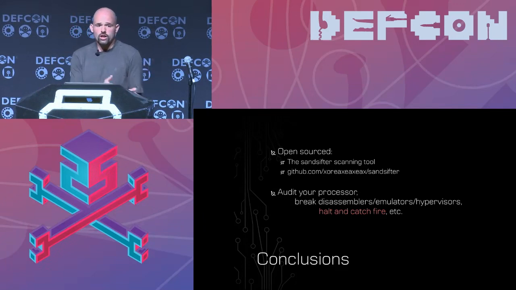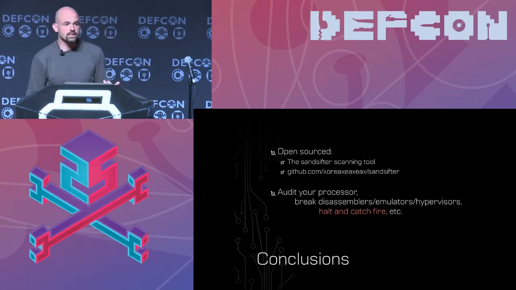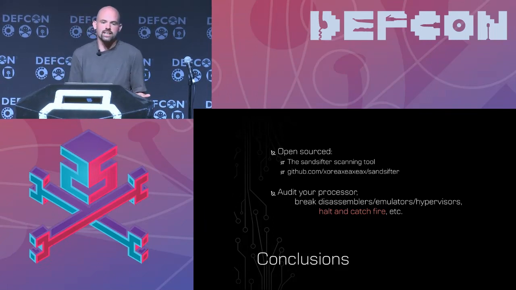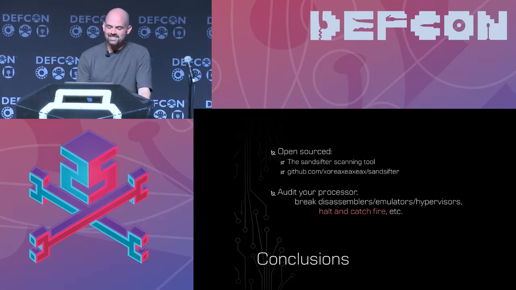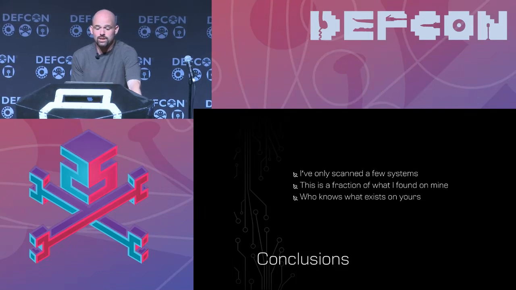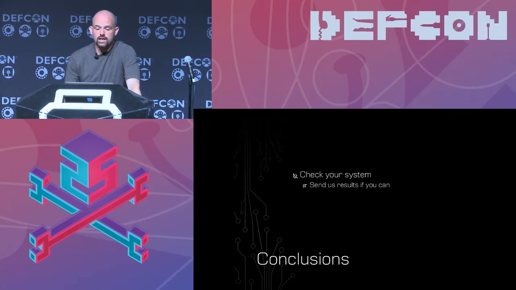So you should use this to audit your processor, find the secret instructions in it, break disassemblers, break emulators, hypervisors, find these halt and catch fire instructions. Like my system didn't literally halt and catch fire, but yours might, and I think that would be awesome. So you won't know unless you actually try this out on your specific system. And I want to highlight, I've only scanned a few systems with this, and this is really just a fraction of what I found on those few systems. This is just what I could cram into a 45-minute presentation. So if that's what I found on these few scans, who knows what you'll find on your computers.